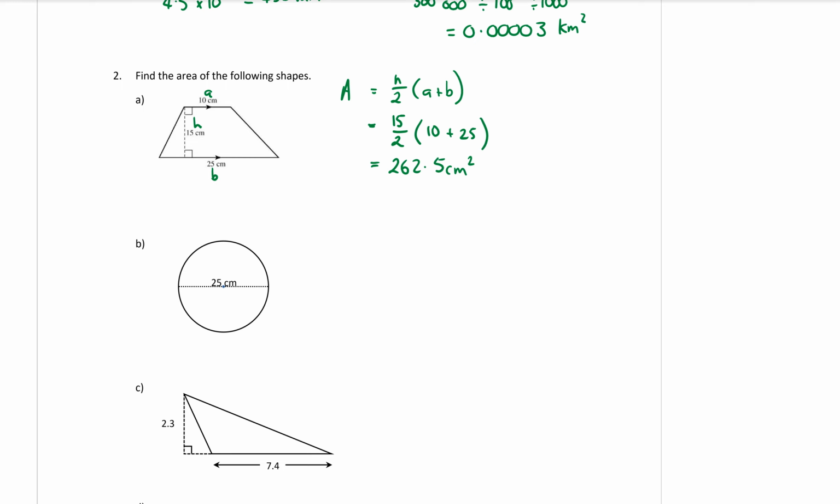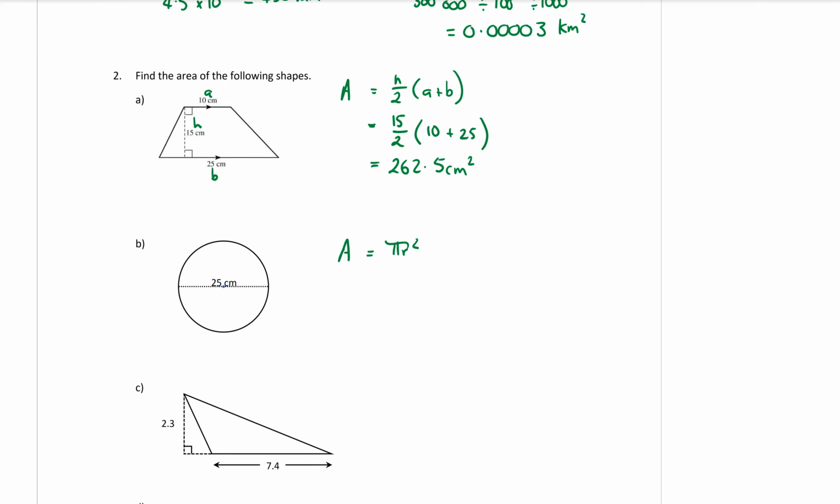Circle. Maybe I should start memorising people's names that I don't know. Who does know the area of a circle? May I know your name? Oh, yeah, sorry. Pi r squared. A equals pi r squared.